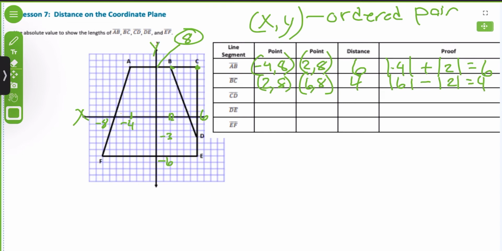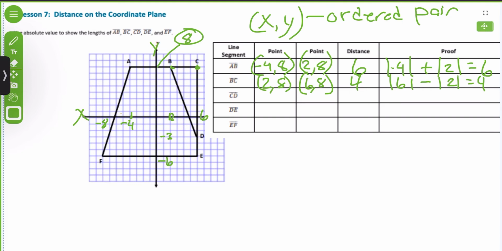Why? Here's the clue as to when you're going to add and when you're going to subtract. If you cross an axis, if you cross either the X or the Y, you're going to add the absolute values. If you do not cross an X or a Y, you're going to subtract the value. Let's look at that.